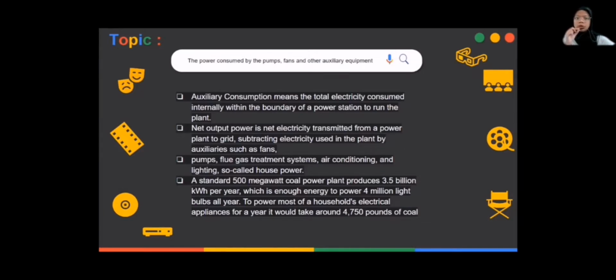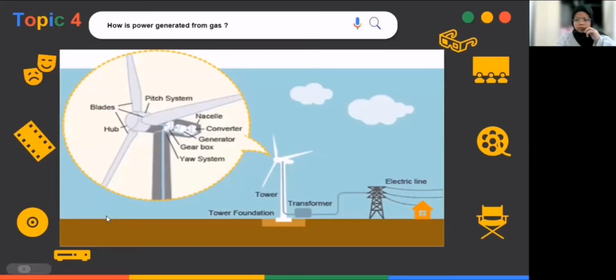Net output power is net electricity transmitted from a power plant to a grid, subtracting electricity used in the plant by auxiliaries such as fans, pumps, fluid gas treatment system, air conditioning, and lighting, so-called house power. A standard 500 megawatt coal power plant produces 3.5 billion kilowatt hour per year. As I explained in the previous video, this is how power is generated from the gas.